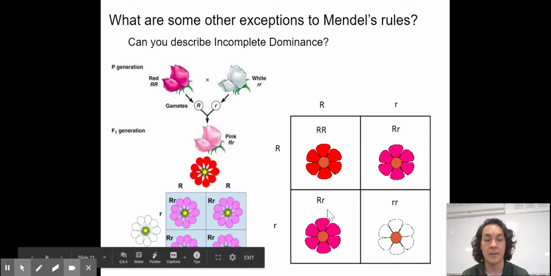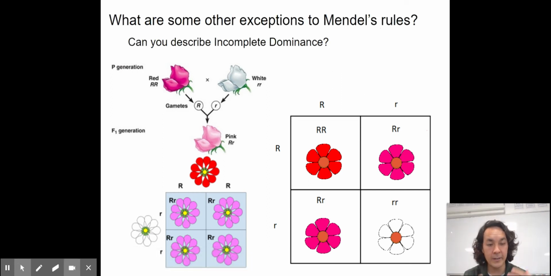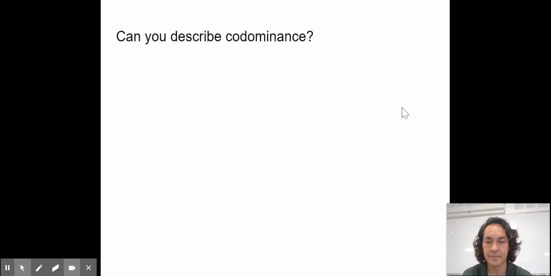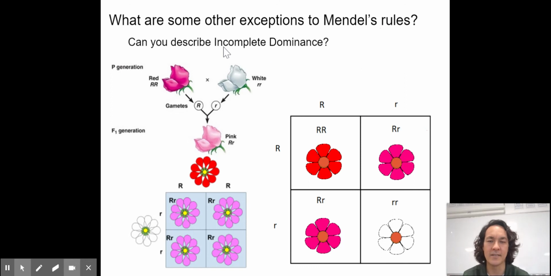All the examples we've dealt with so far, the big R was dominant over the little r. But if I tell you in the problem that there's incomplete dominance, then it will be in between the dominant and recessive phenotype. So here it was pink, in between these two. The way I remember this is if you turn in something incomplete, nobody wins.